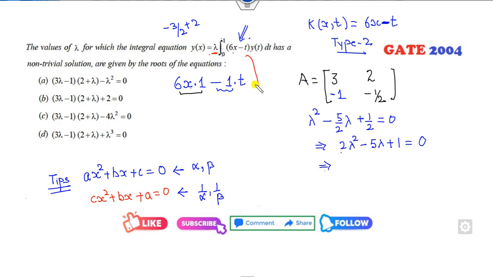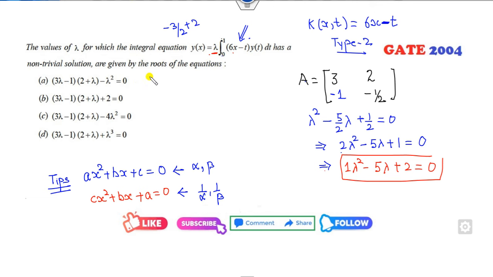So what is the characteristic equation of this? I can take the reciprocal of this. Fine. Now you can open this bracket and see which equation will be satisfied. Now you can see the first option.